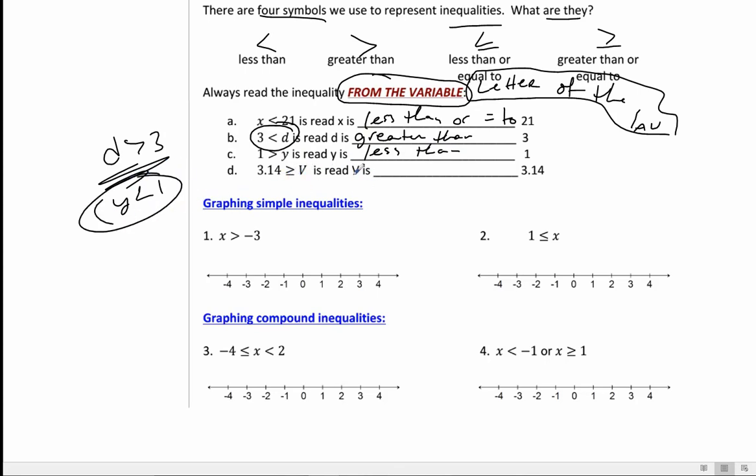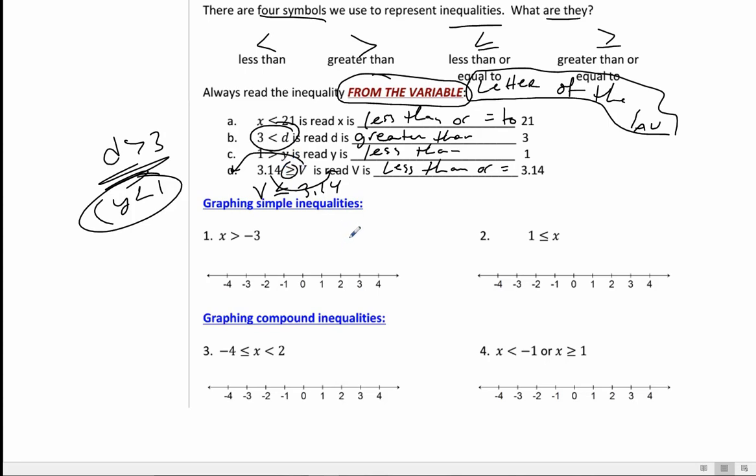This one here is read as V is what? Oh my gosh, it's less than or equal to. Again, if I flip this around here, V is less than or equal to 3.14. If I flip, I got to flip everything. So the Y goes, this goes, and then the symbol flips as well.